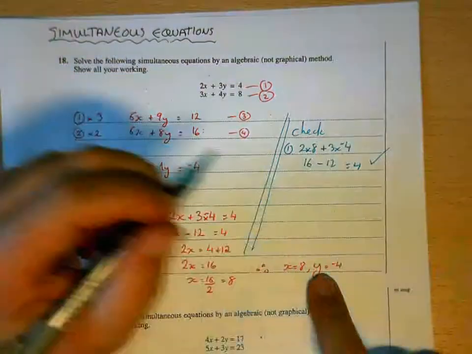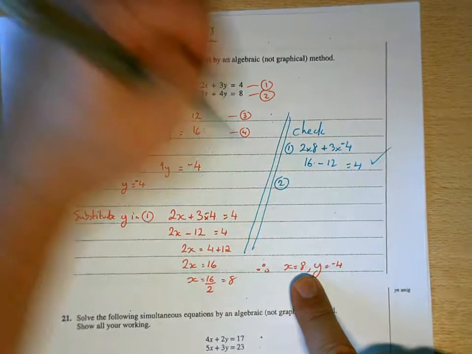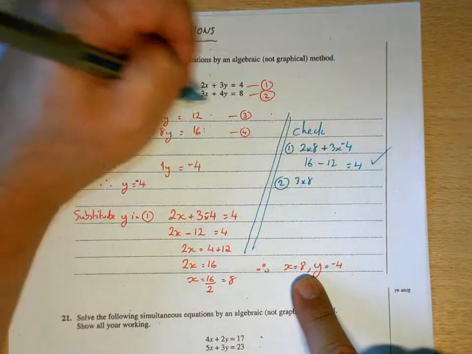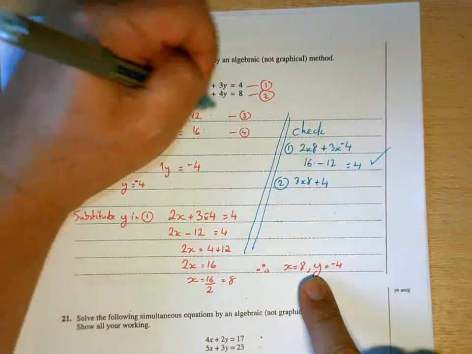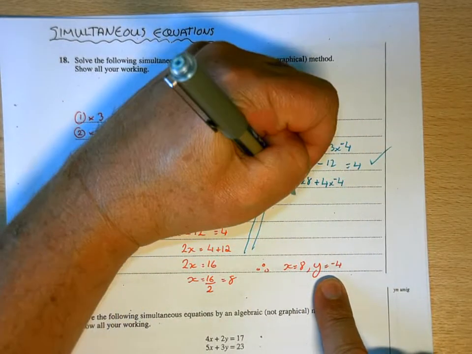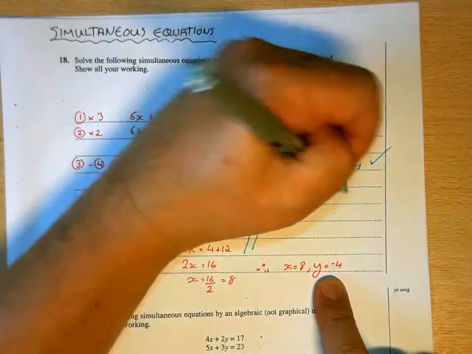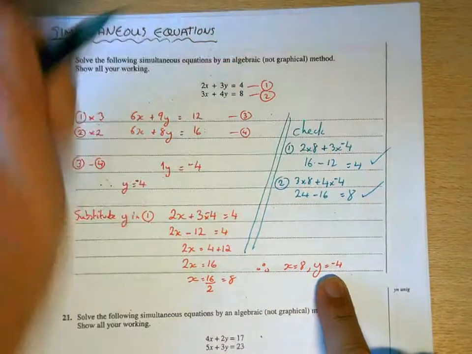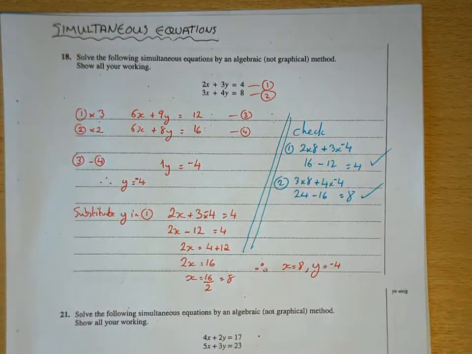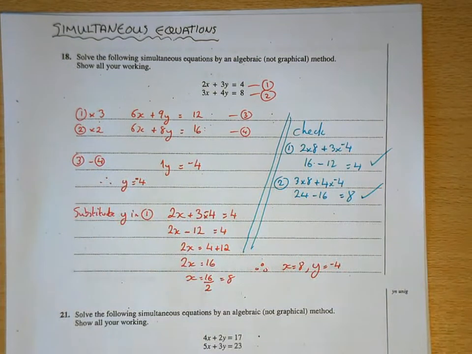So that one works. Now I need to check in 2. So 3 times 8 plus 4 times negative 4, and that's 24 take away 16, which is 8, which is correct. So I'm completely confident that I have earned 4 out of 4 with that, because my method is clear and I've checked it in the spare time that I've got and I know it balances.